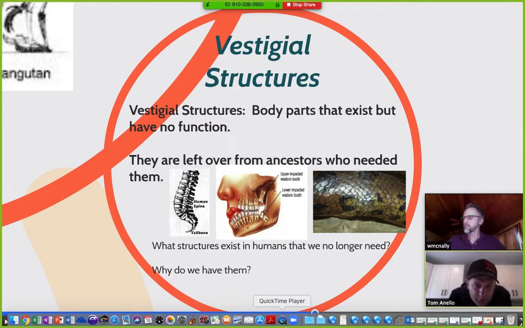All right, so the existence of our tailbone doesn't just mean that we came from something with a tail. It also means that we share common ancestors with organisms that do have tails today. Another thing that we have that's vestigial is our appendix.